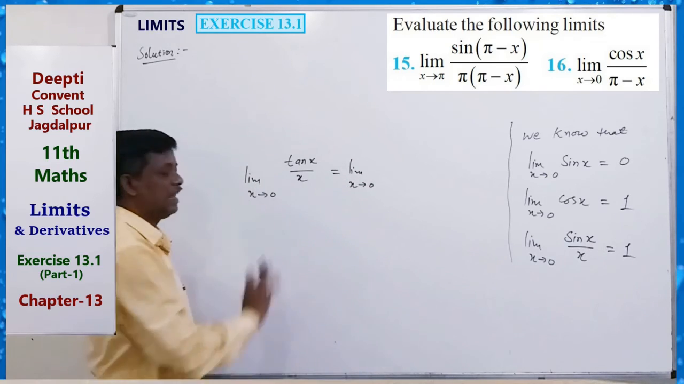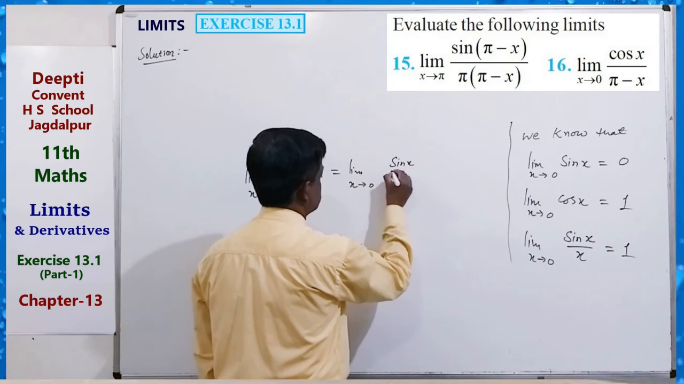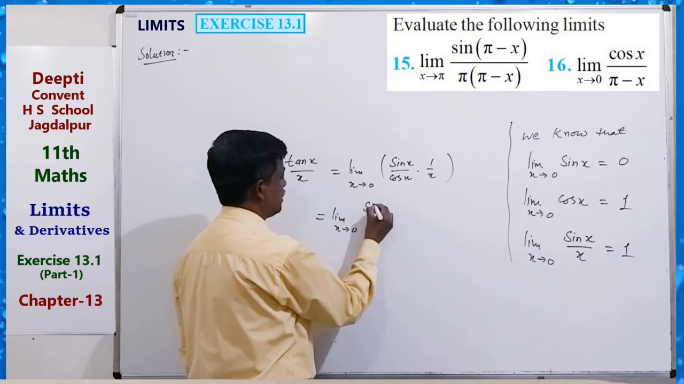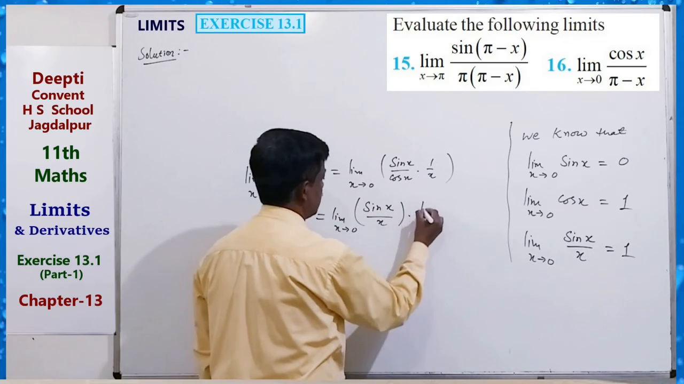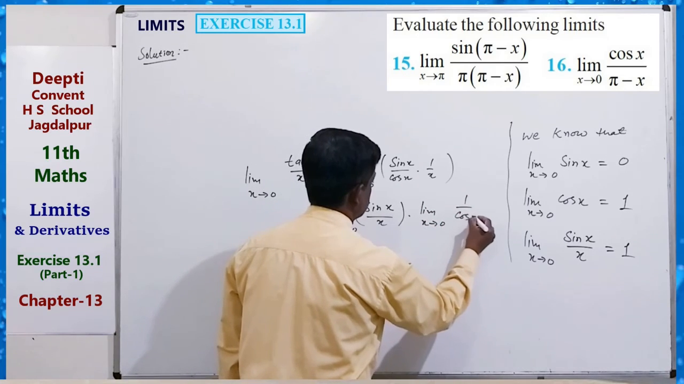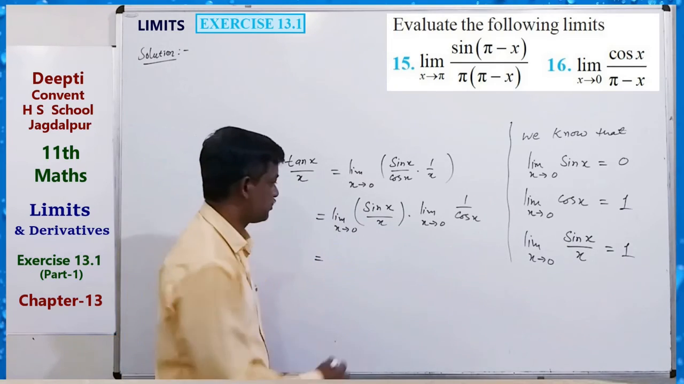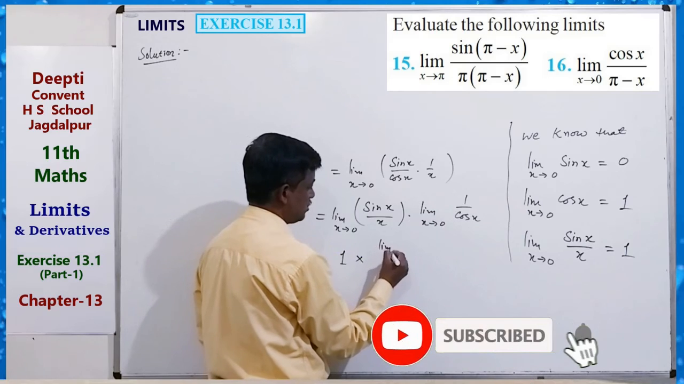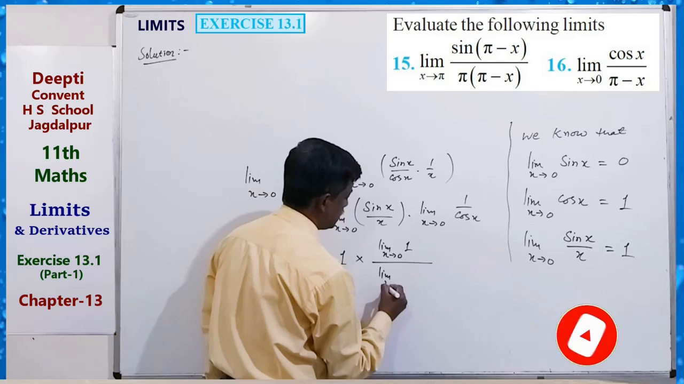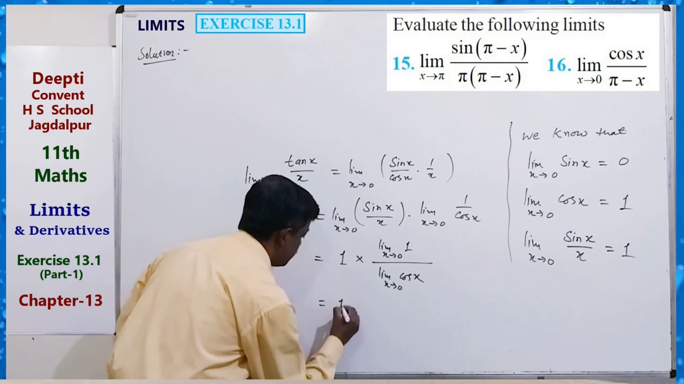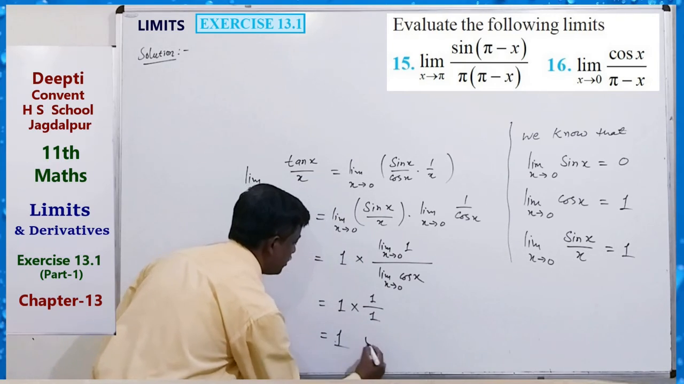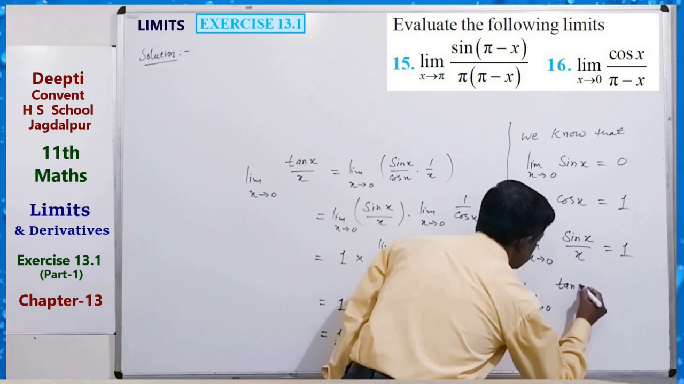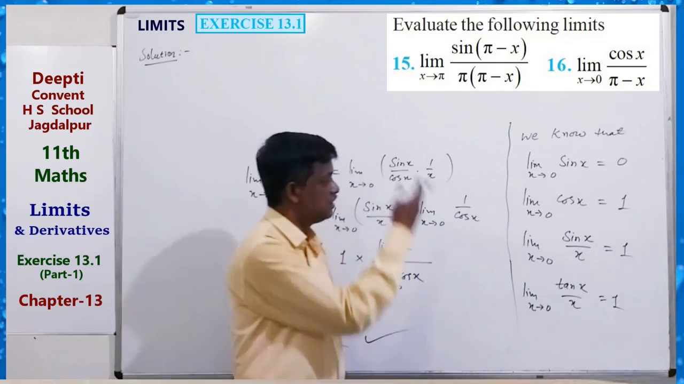limit x tending to 0, tan x can be written as sin by cos, so write sin x by cos x into 1 by x. Now we can write sin x by x into 1 by cos x. The limit of sin x by x is 1, and limit x tending to 0 of 1 upon cos x: the limit can be distributed over numerator and denominator, so limit of 1 is 1 upon limit x tending to 0 of cos x. So 1 into 1 upon 1 equals 1. So this limit is also 1. It is another formula: limit x tending to 0 of tan x by x equals 1. These are very, very important formulas.